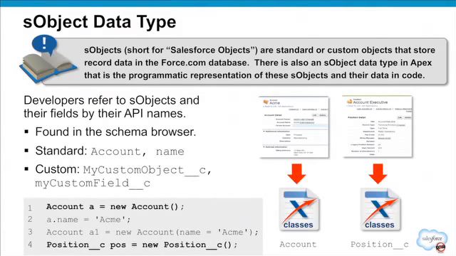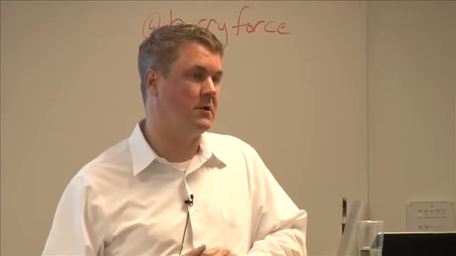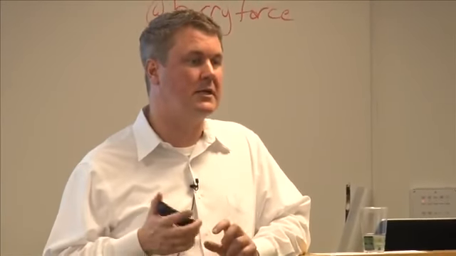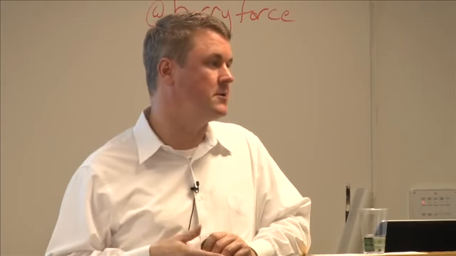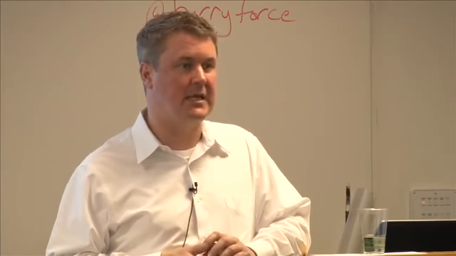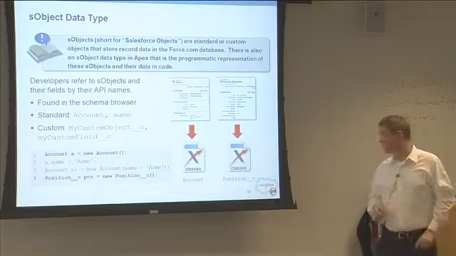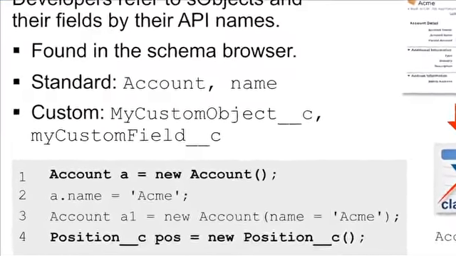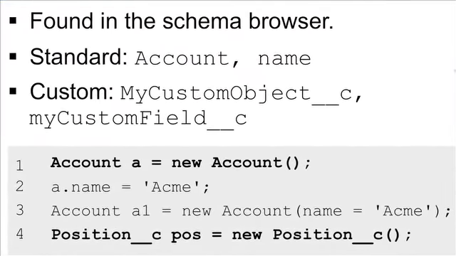The S-object data type, another extremely important data type. So first off, there's a parent class called S-object, and S-object stands for Salesforce object. Okay? Whether it's a standard object like an account or a custom object like a position, all of them extend S-object. All right. So here we are with some code working with an S-object. Account a equals new account. We can use dot notation to access field values. There's also this ability, notice down here it says name equals Acme.